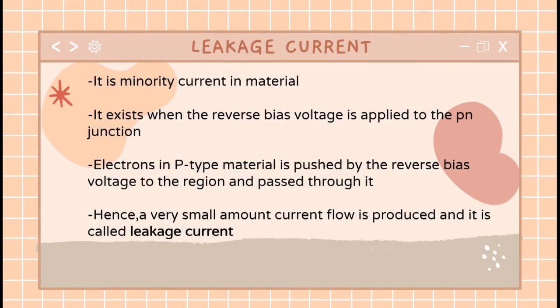Leakage current is a minority current in the material. It exists when the reverse bias voltage is applied to the p-n junction. Electrons in the p-type material are pushed by the reverse bias voltage to the n region and pass through it. Hence, a very small amount of current flow is produced and it is called leakage current. This current can be limited by the external circuit. If this current is not limited, a large power can be dissipated in the junction that may damage the device and cause burnout.